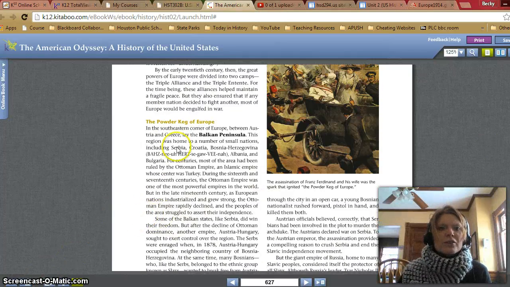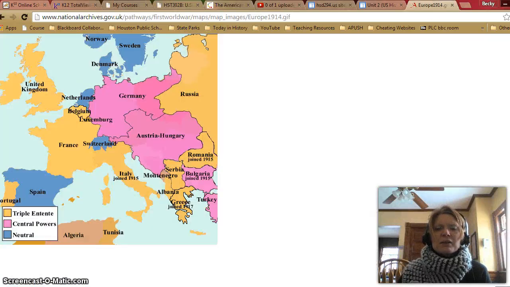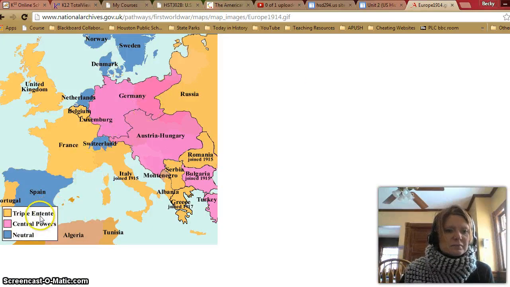Okay, before we go any farther in the reading, I just wanted to show you this map here, so you can visualize what we're talking about when we're talking about these countries and the Triple Entente, the Triple Alliance. So the Triple Entente, we have Britain here, the United Kingdom, France, Russia, and then the Triple Alliance, which would later be called the Central Powers. We have Germany, Austria-Hungary, and then the Ottoman Empire over here, which is Turkey.